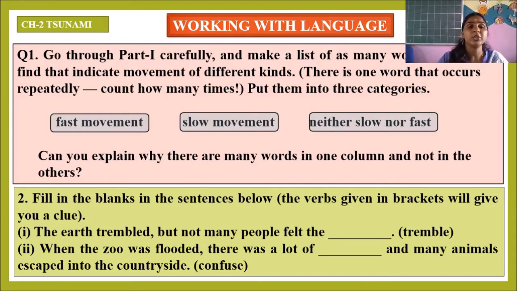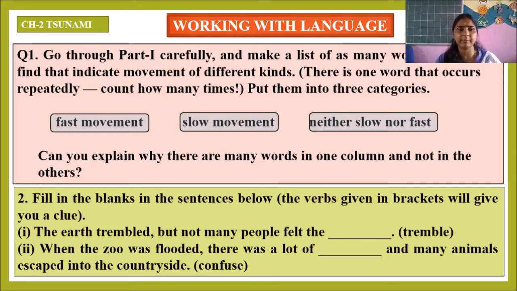Okay, now let us go to the second Roman. Fill in the blanks in the sentences below. The verbs given in brackets will give you a clue. It means you have to fill in the blanks with the verbs given in the brackets. See here, they have given tremble, confuse, everything they have given, right? You have to reform that word. You have to change that word.